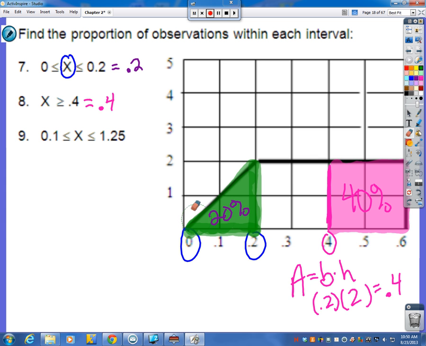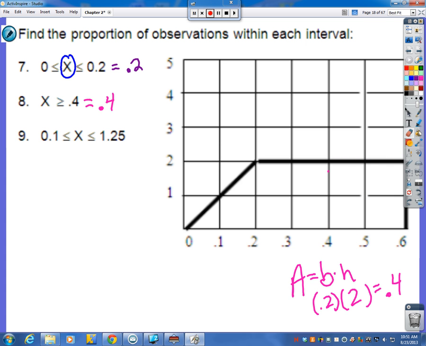So, let's clear up some space here. Now we want to know a proportion that's between 0.1 and 1.25. All right, well, here's 0.1. 1.25, well, that's way down that way. Here's the thing. The max is only 0.6. So what is there beyond 0.6? Nothing. There's 0 beyond 0.6. So that's almost kind of like a trick question, if you will.